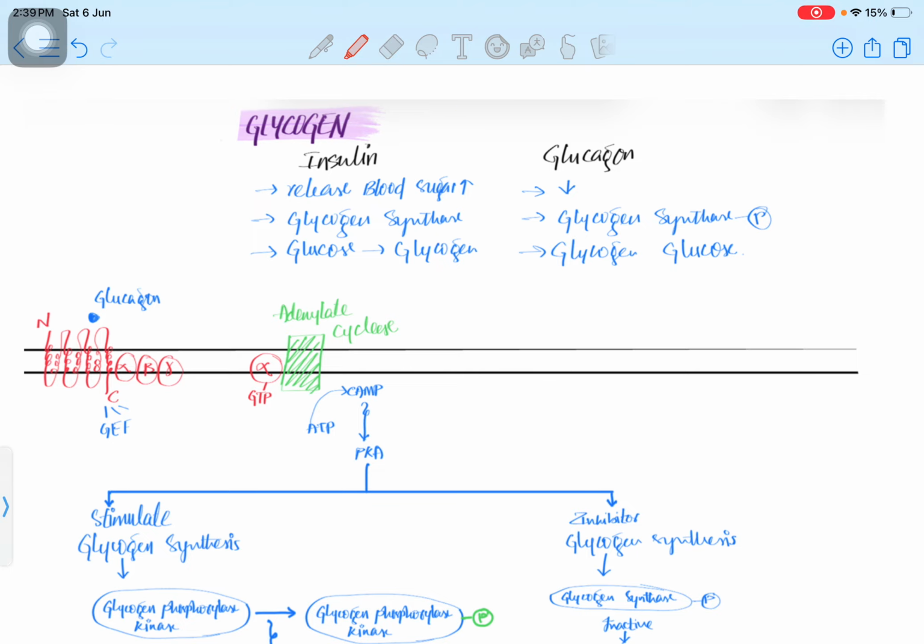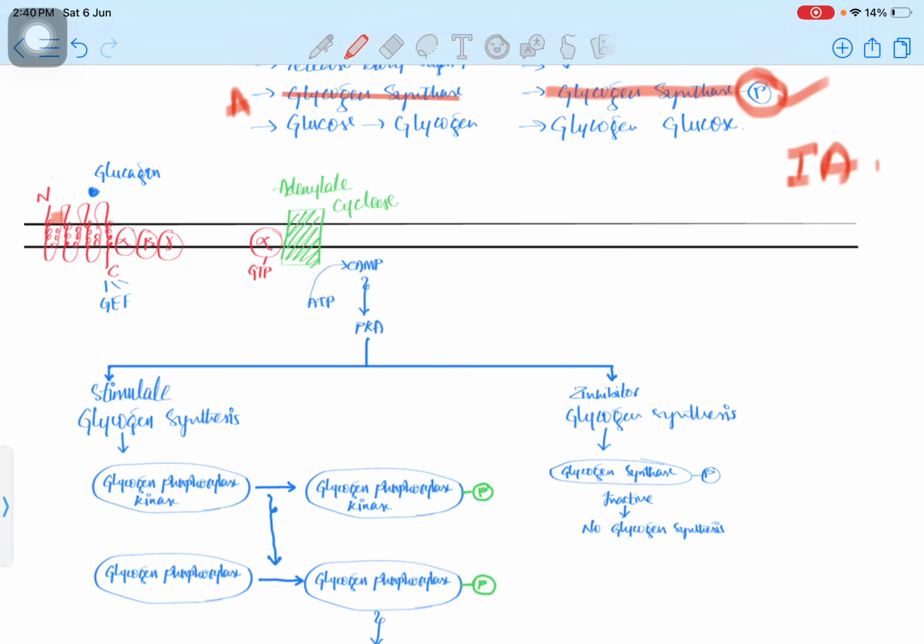And we also need to know there is glycogen synthase present. In insulin, it is in the active condition, and glycogen synthase is phosphorylated in the glucagon condition, where the phosphorylation will make it inactive. How? Let's try to understand. As you know, we know about the GPCR receptor.